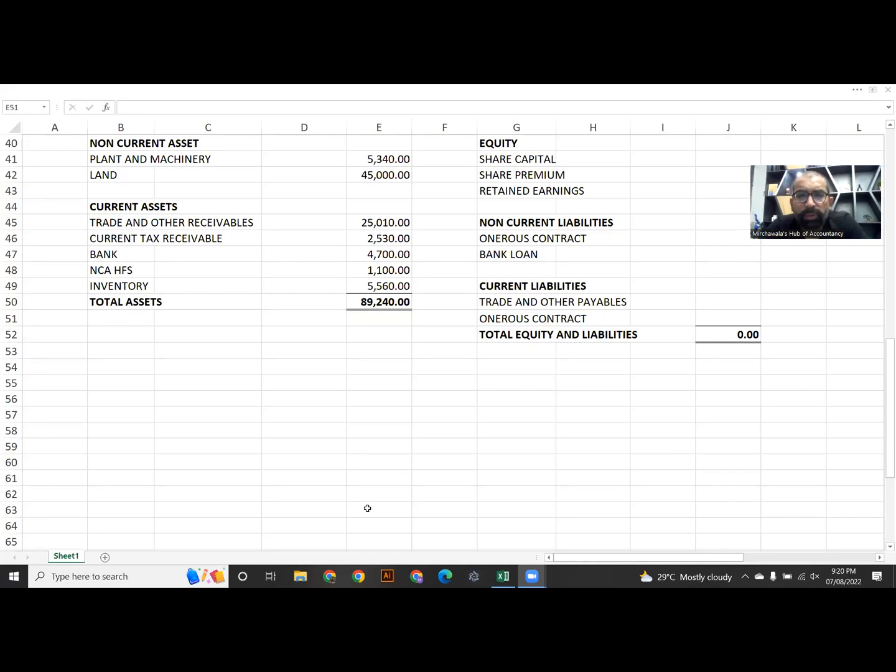Somebody has asked the question: if we didn't write inventory on the top, yes, there is a possibility that they cut some presentation marks. So it's better you write inventory first, because it's about liquidity. Always write bank in the end, because bank and cash is the most liquid item. Okay.